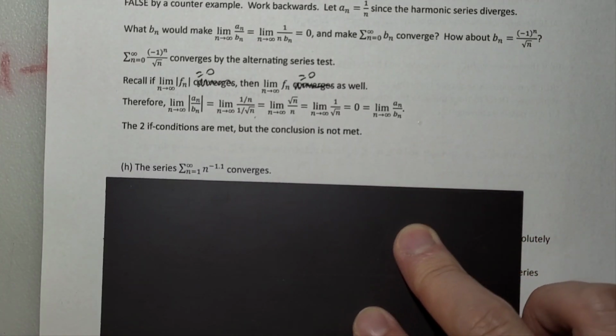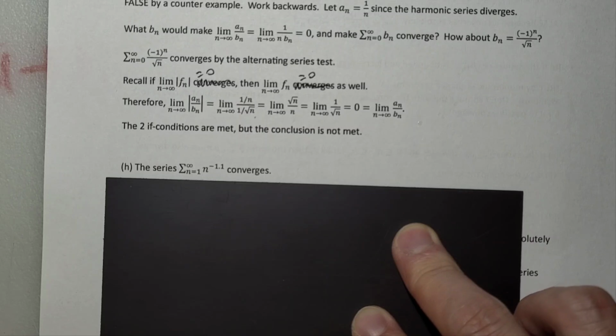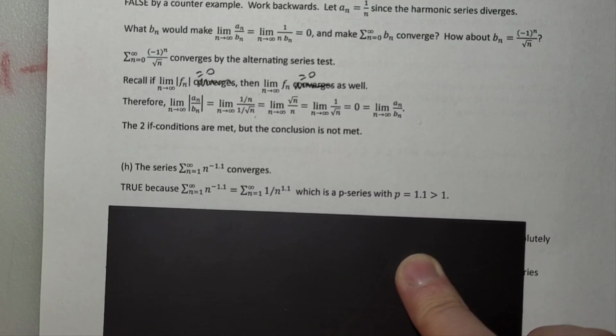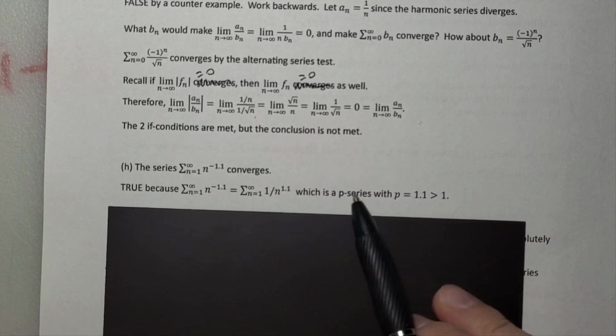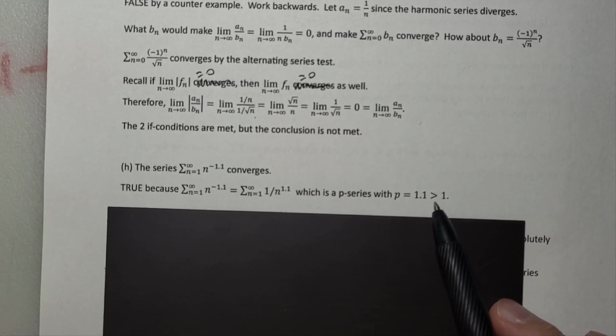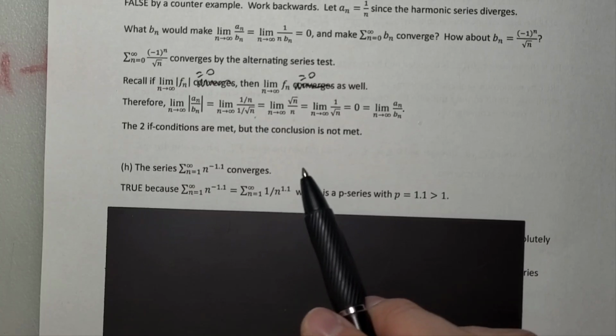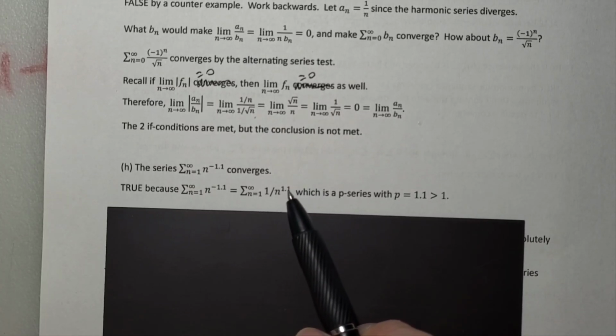Does this guy converge? True, false? This one should be quick. True. Because this is a p series with p equals 1.1, which is greater than 1. Okay? Don't be confused. P series is 1 over n to the p. That's the p. So p is 1.1 here.